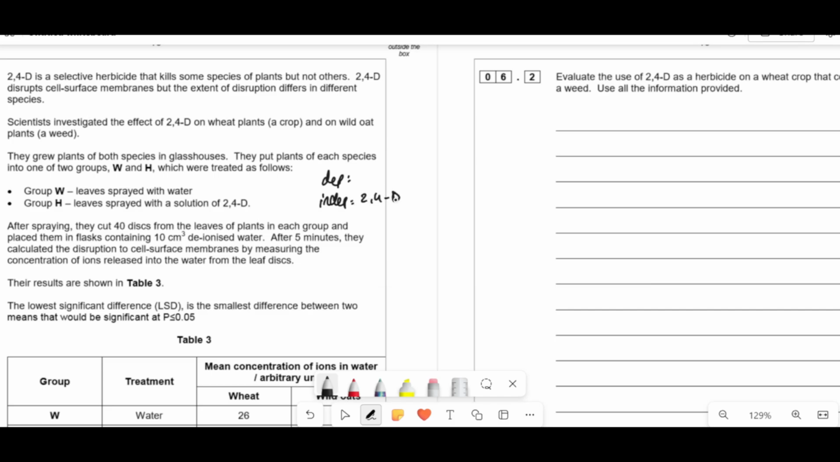is 2,4-D versus none. And then after that, they cut 40 discs in each group, put them in flasks containing deionized water, and they calculate the disruption by measuring the concentration of ions released into the water from the leaf discs. So what they're measuring, the dependent variable, obviously it's tempting to say, the effect of this, blah, blah, blah, don't do that. The actual thing they measured was the concentration of ions. So then you need to interpret what that means. More concentration of ions means more disruption.